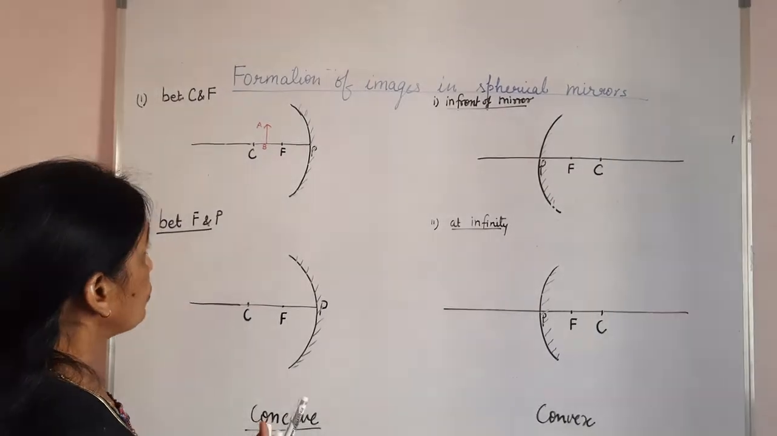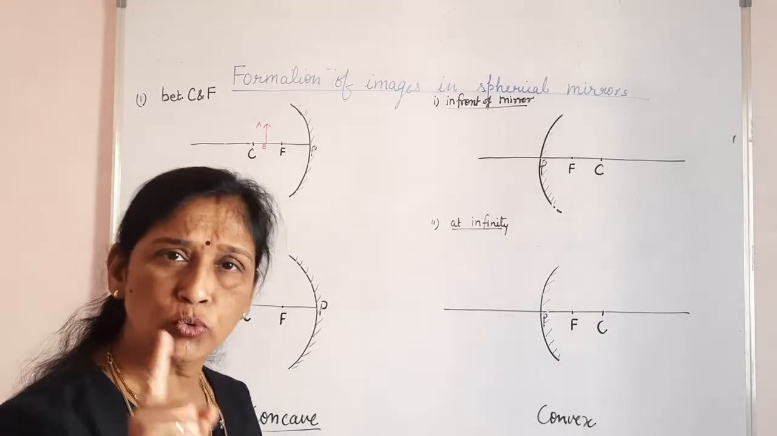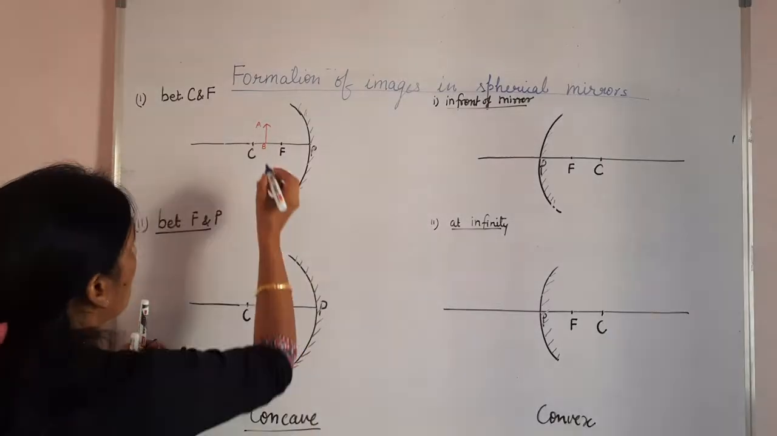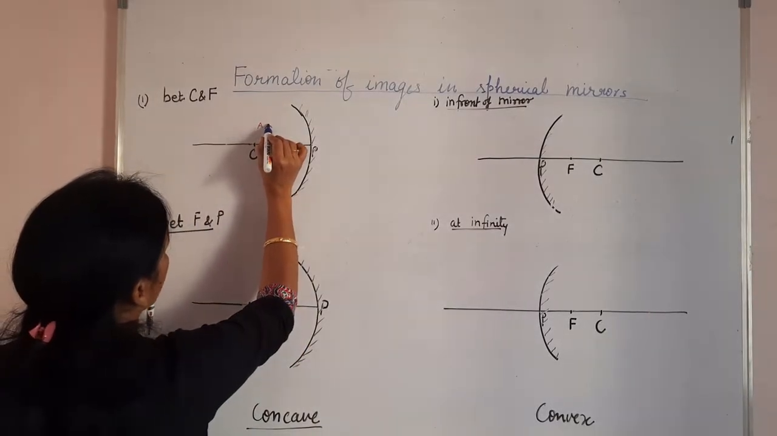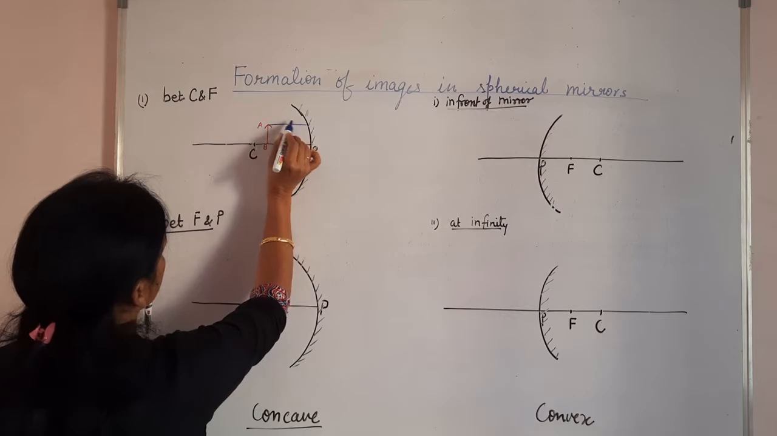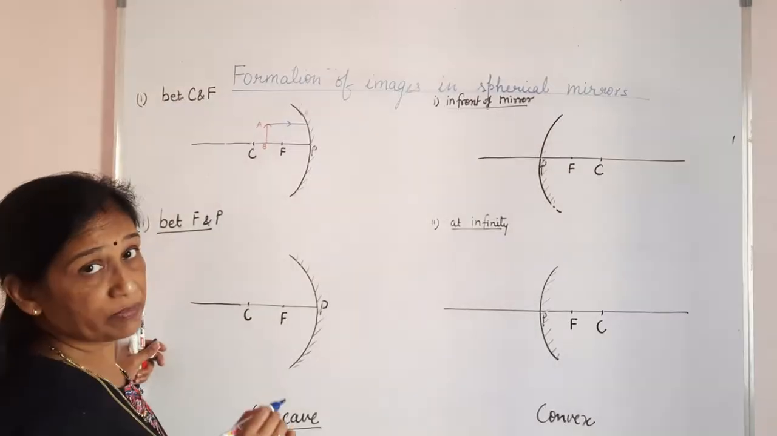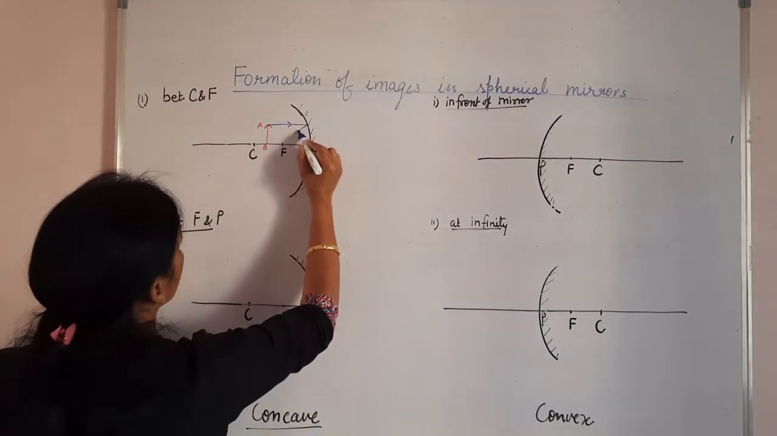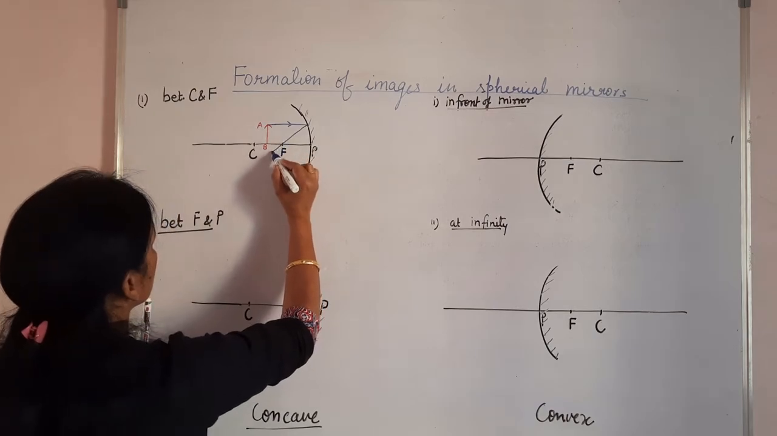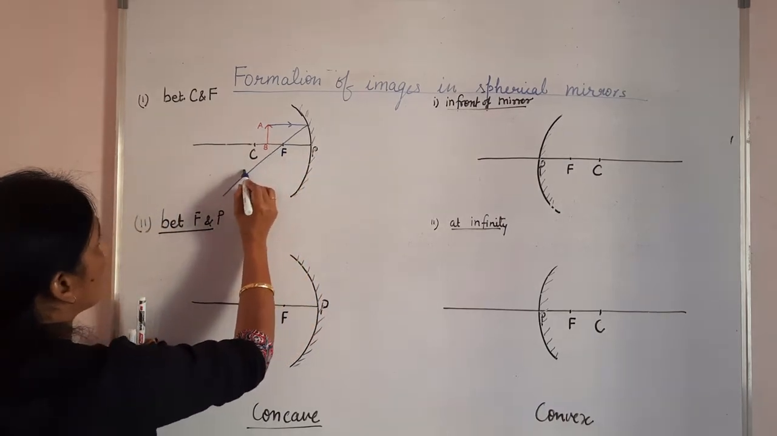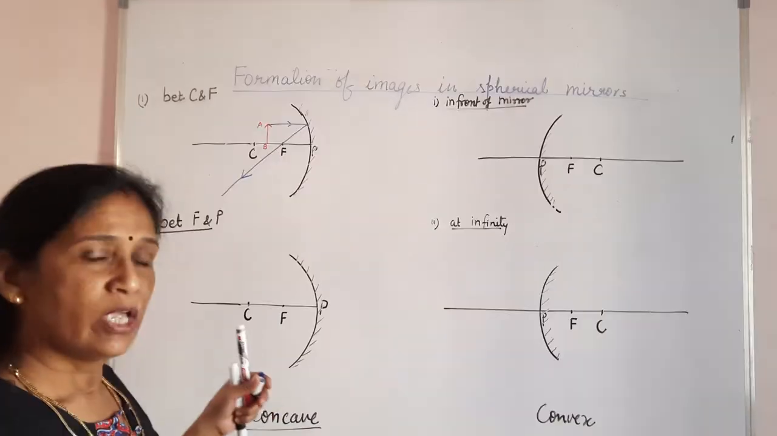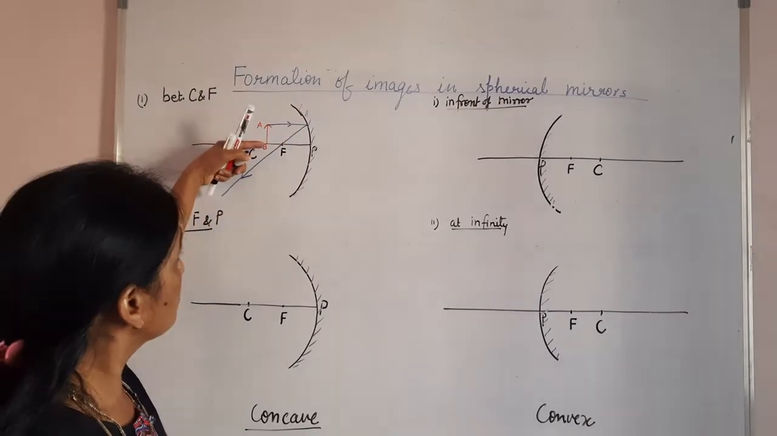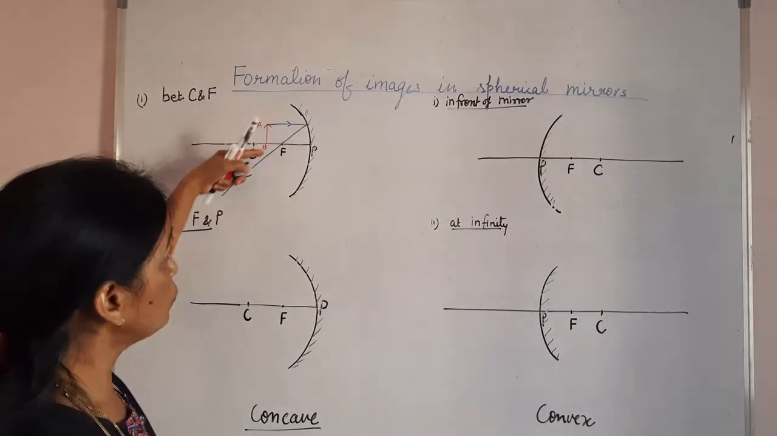Now I'll show you the ray formation. I have to use any two rules out of the four which I told you to make an image of an object. So let's start. I'll take the first one, a ray which is parallel to the principal axis. The incident ray parallel to the principal axis, after reflection, will pass through the focus. So this is my reflected ray.